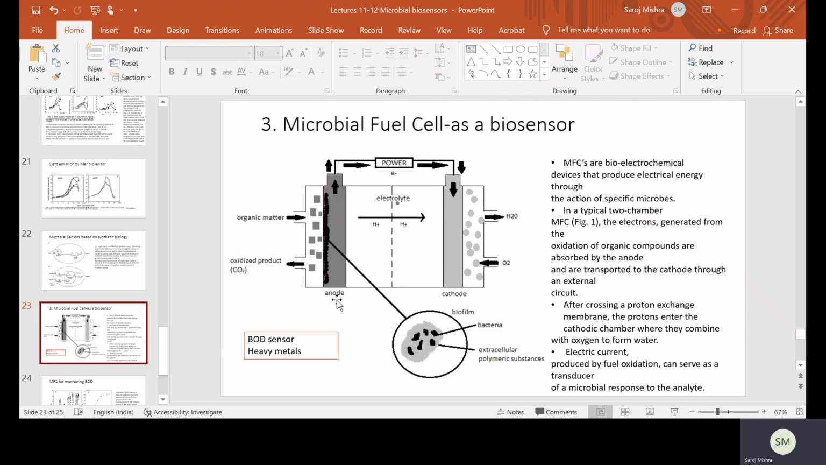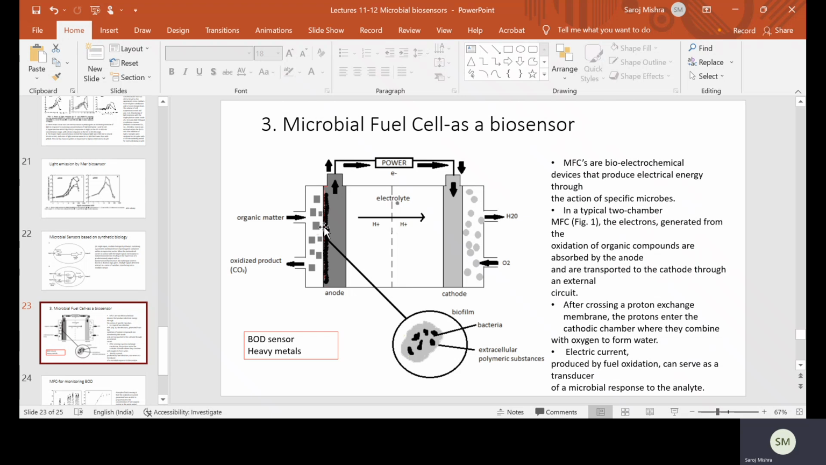On the anode, what you have here is a group of microorganisms which look something like this. It is actually a biofilm in which there are bacteria embedded. When we call it a biofilm, that means you have the bacteria, but they are all embedded in some extracellular polymer matrix, so they all remain clustered together. On the anode, there is a biofilm of these microorganisms, and they are not ordinary microorganisms. These microorganisms are the ones which can metabolize organic compounds.